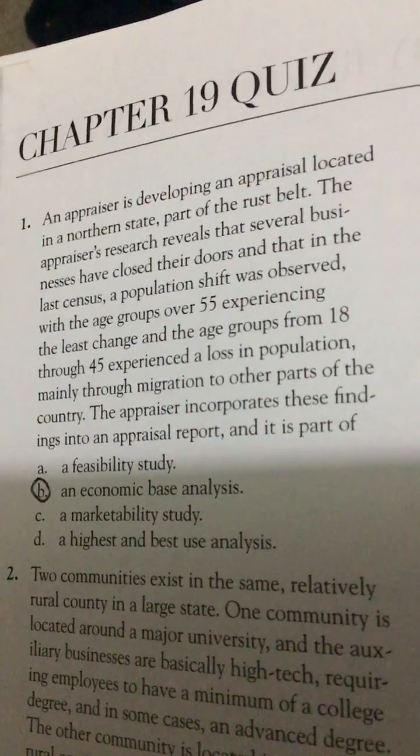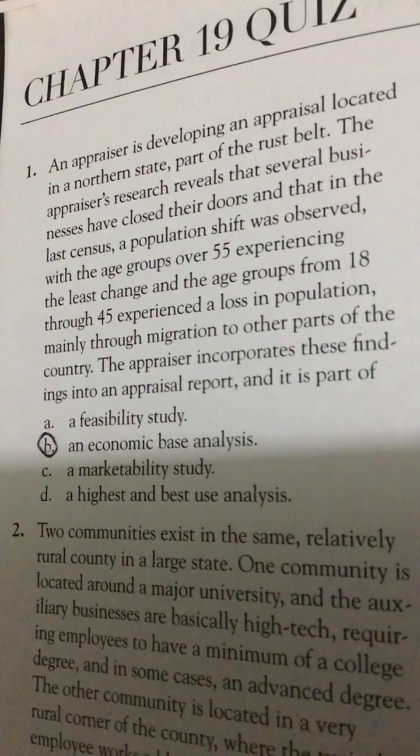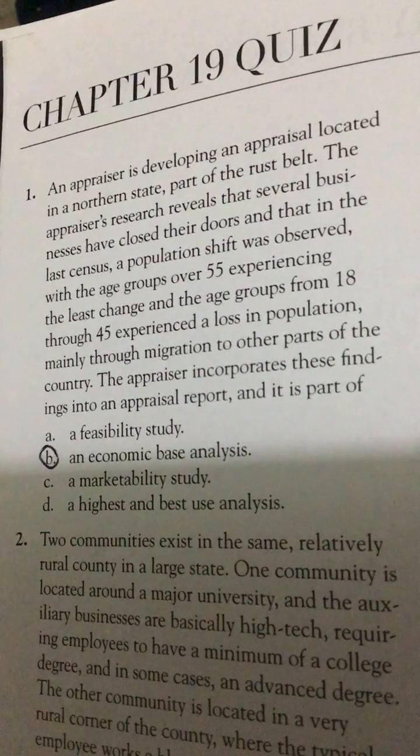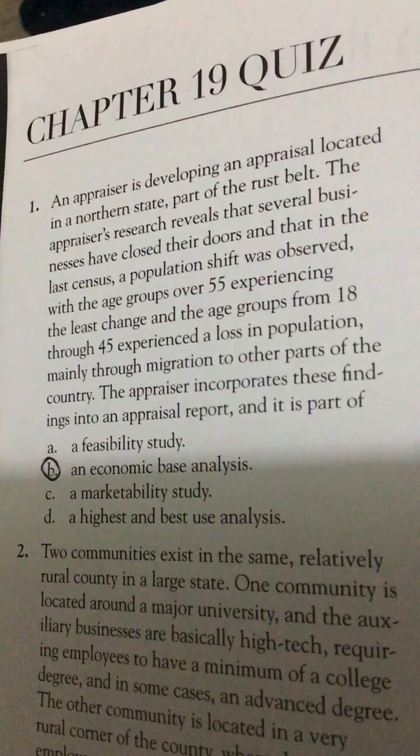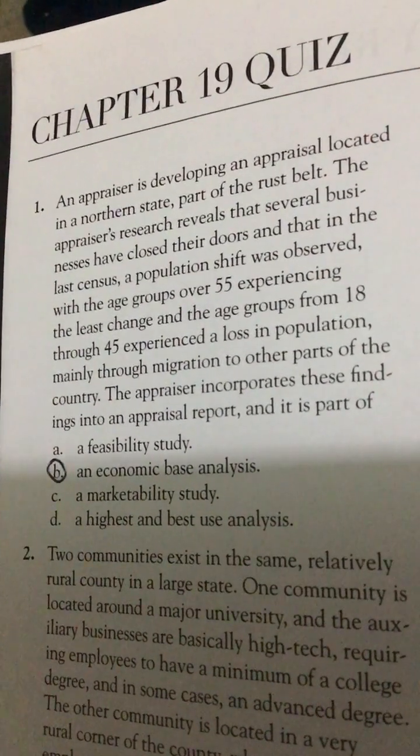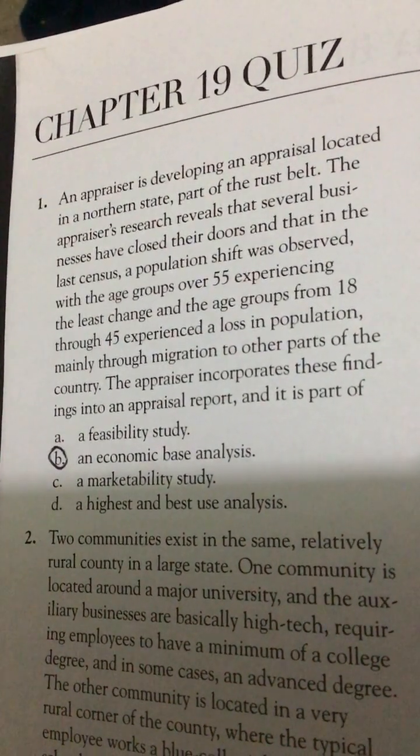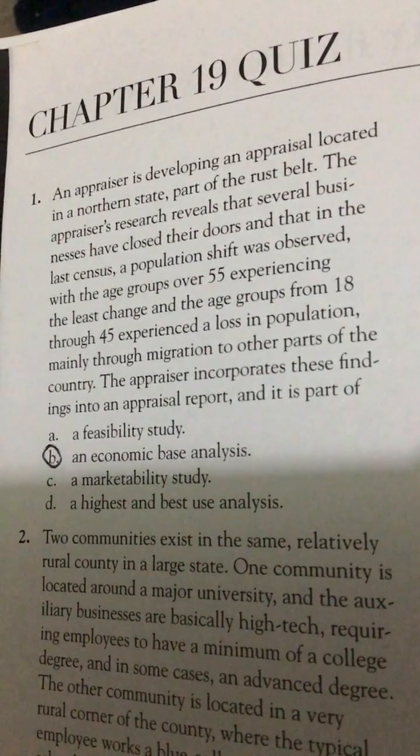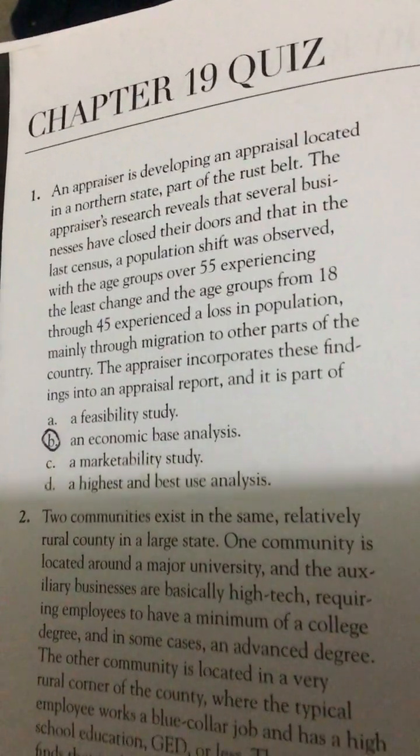with the age groups over 55 experiencing the least change, and the age groups from 18 through 45 experiencing a loss in population, mainly through migration to other parts of the country. The appraiser incorporates these findings into an appraisal report, and it is part of A, a feasibility study, B, an economic base analysis, C, a marketability study, or D, a highest and best use analysis. The answer is B, an economic base analysis.